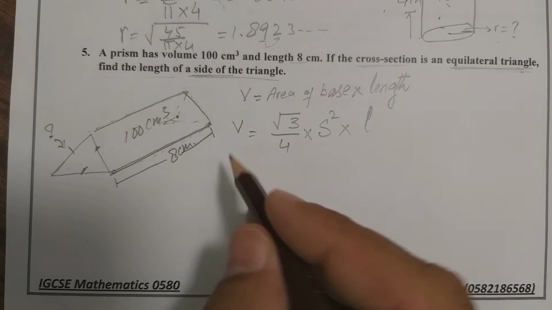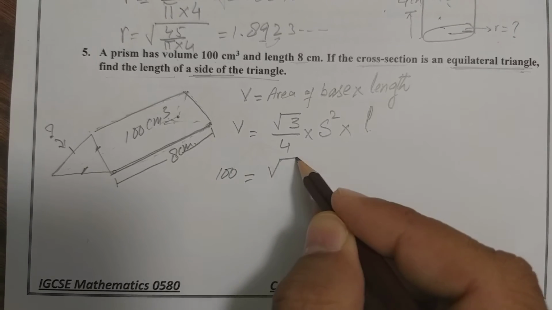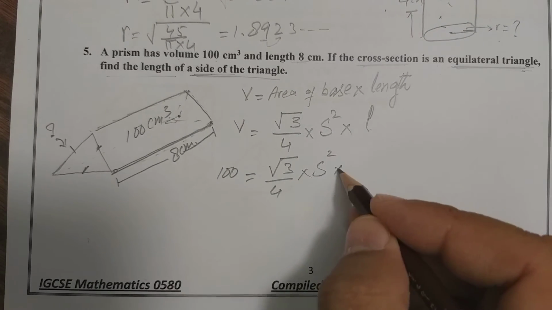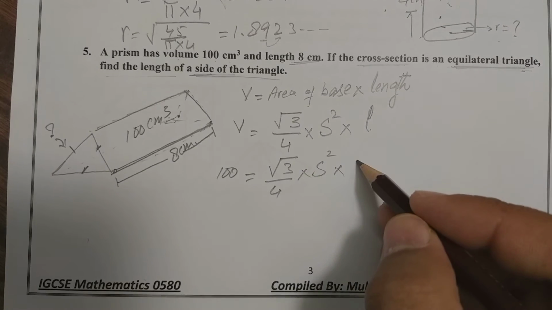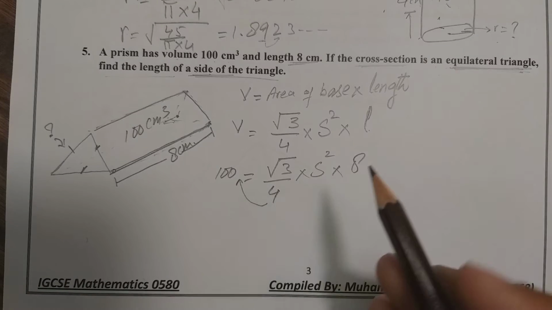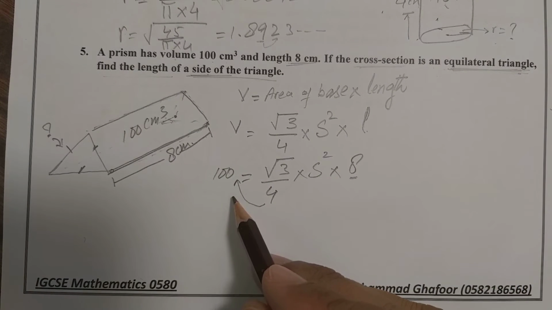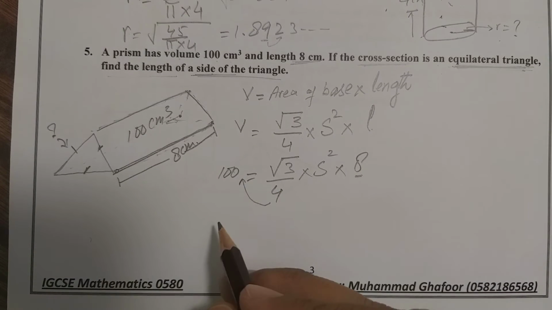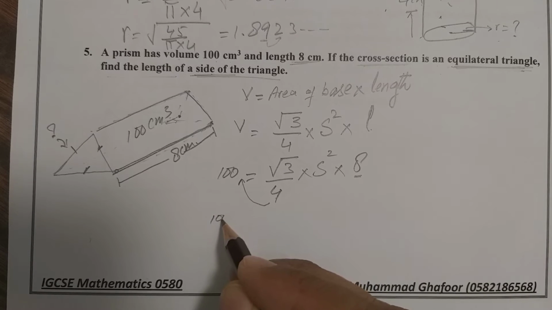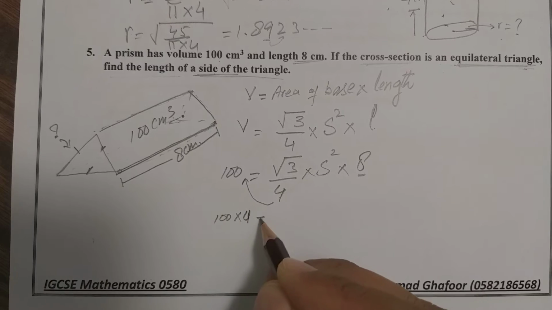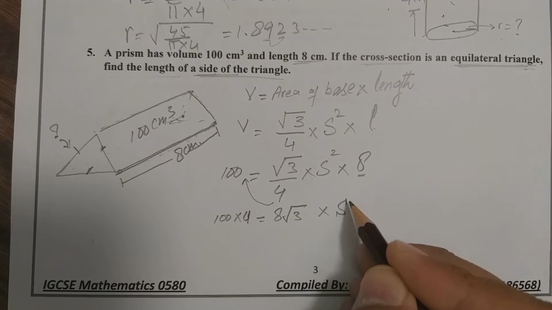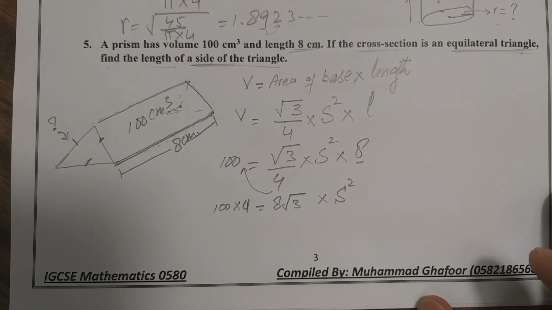We just replace the values. Volume 100 equals square root of 3 over 4 times s square, because s is the side, times the length given, 8 centimeter. This is a division, transferred it becomes multiplication, and this is a multiplication, transferred it becomes a division. First I'm writing it in one step. So 100 times 4 equals 8 square root 3 times s square. S means the side length of the triangle.